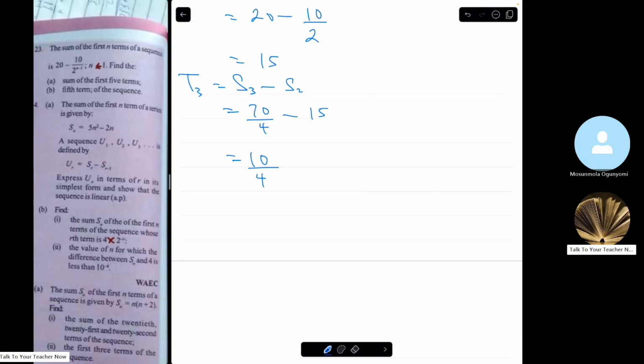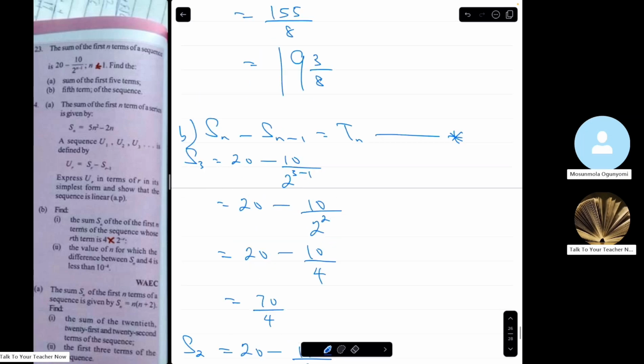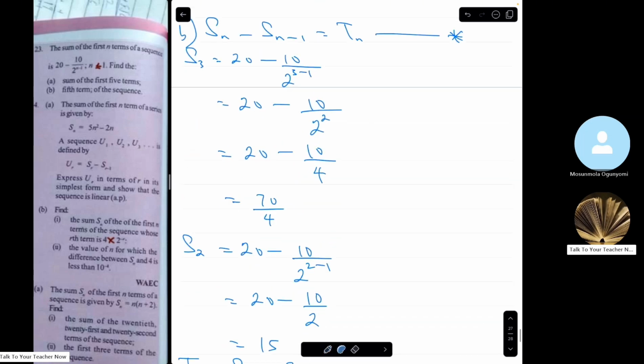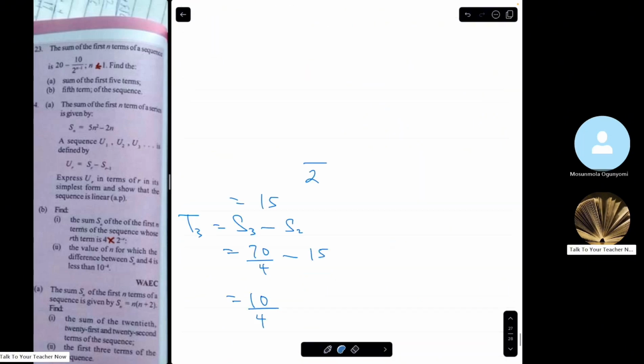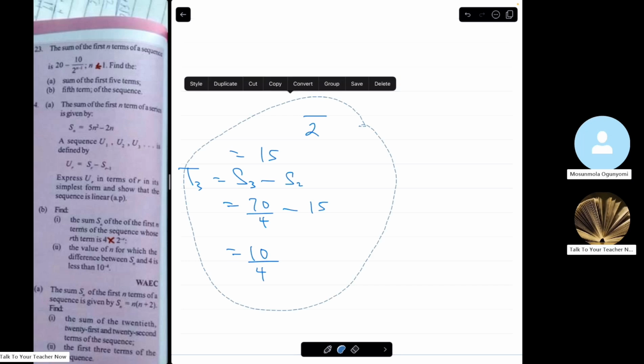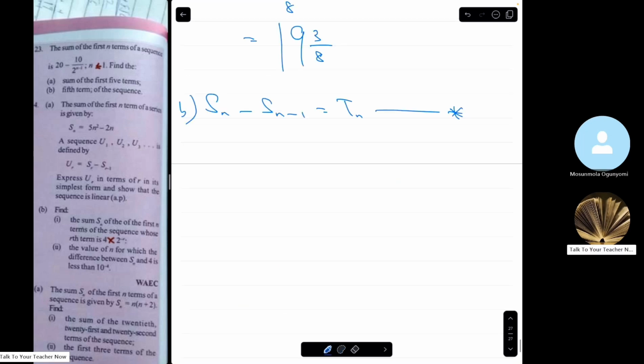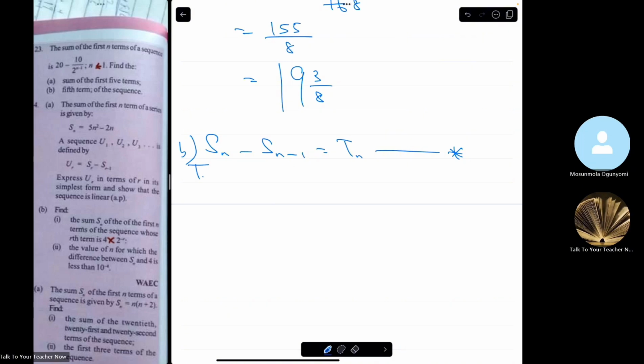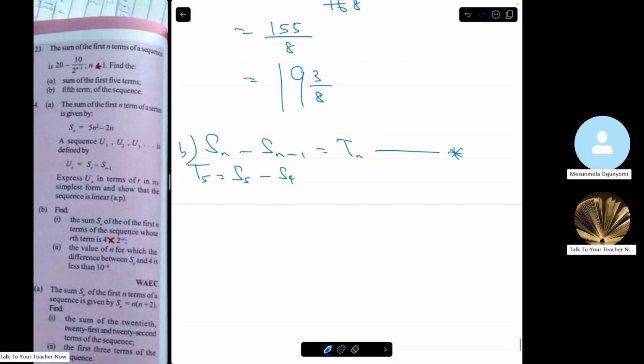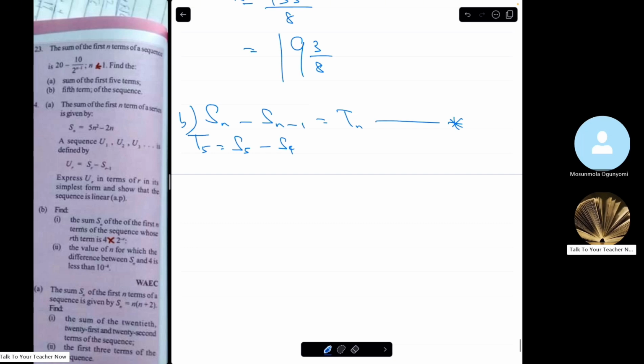Abdulrahman, they said we should find the fifth term, right? Why are we using S3 when it is the fifth term I want to find? That's not a smart way to go. We should use something that will give us T5. What's that formula? T5 is S5 minus S4. You see, that's smartness. Just use a formula that gives you T5 once and for all.